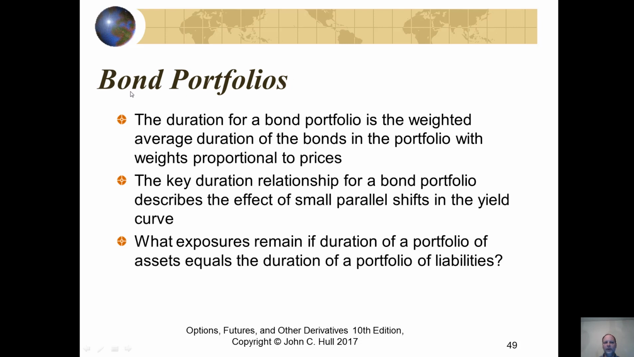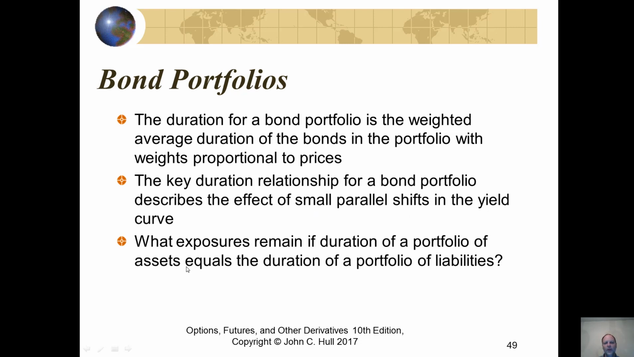If we want to look at the duration of a bond portfolio, or for a bank, a mortgage portfolio, then the duration of the bond portfolio is the weighted average duration of the bonds in the portfolio, with weights proportional to prices or total dollar amounts invested. The key duration relationship for a bond portfolio describes the effect of small parallel shifts in the yield curve.